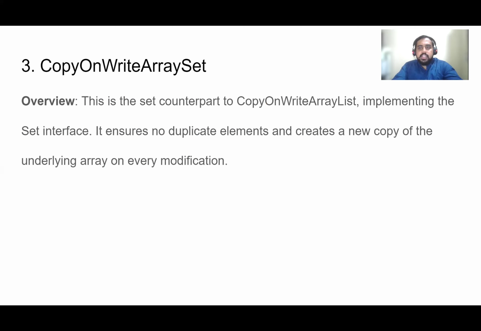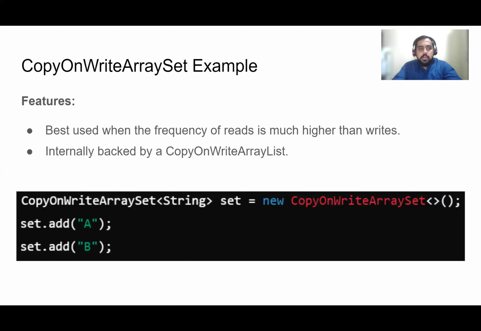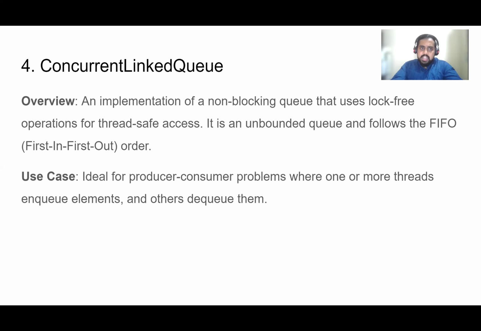Let's see another type, CopyOnWriteArraySet. It's the set counterpart of the array list. Similarly, it implements the Set interface, so it ensures no duplicates. That's the main feature of a set. It also creates a new copy of the underlying array on every modification. So this is the syntax: I created an object of CopyOnWriteArraySet where I added these two values, a and b.